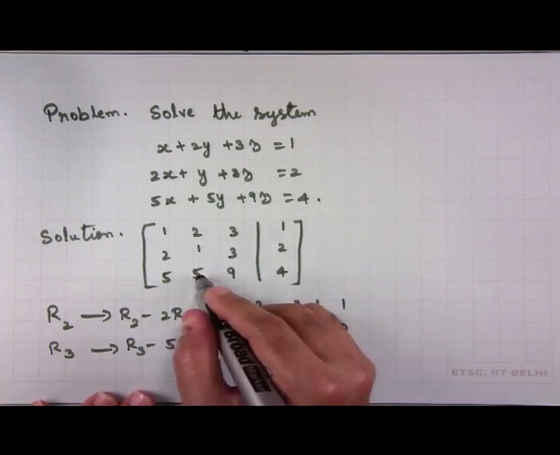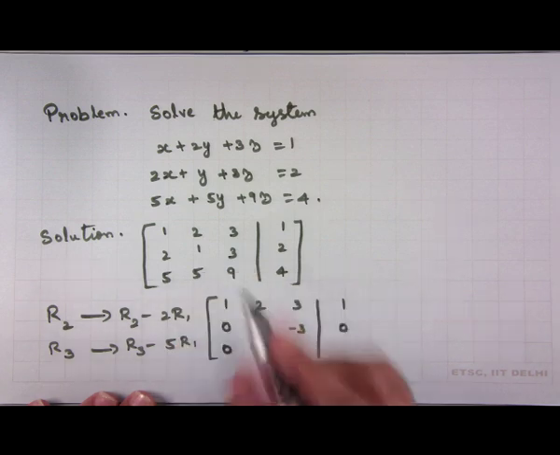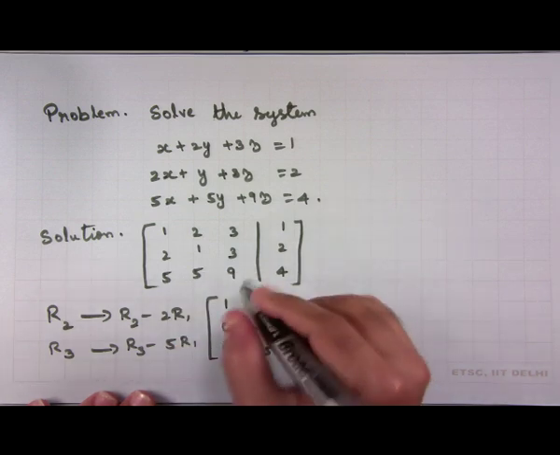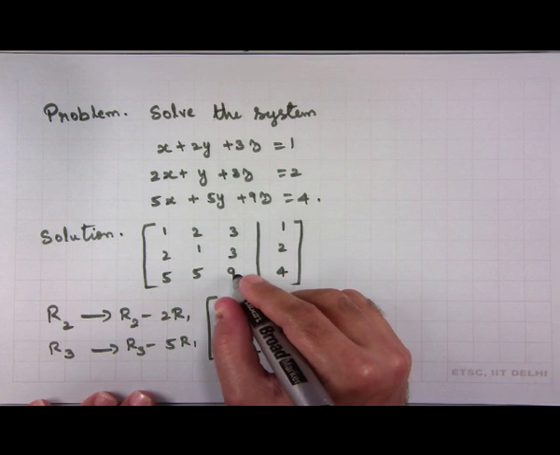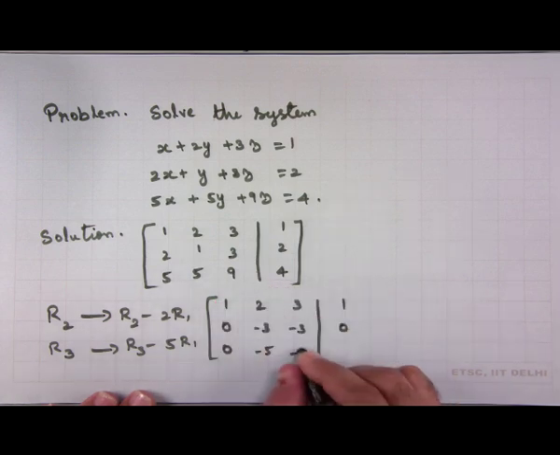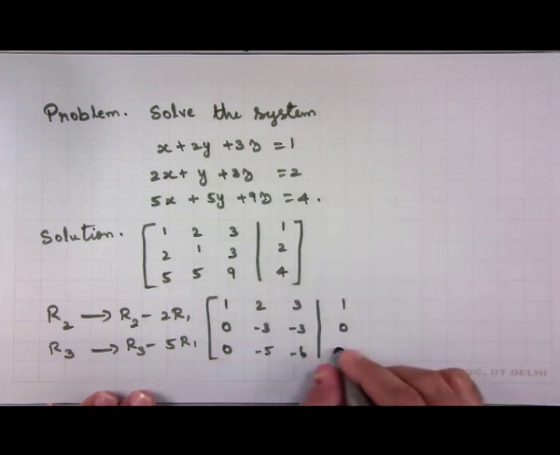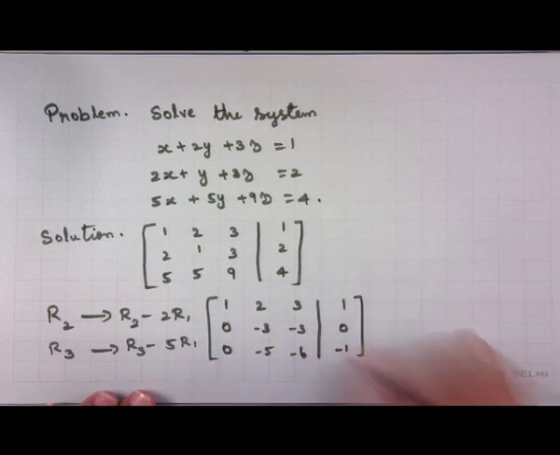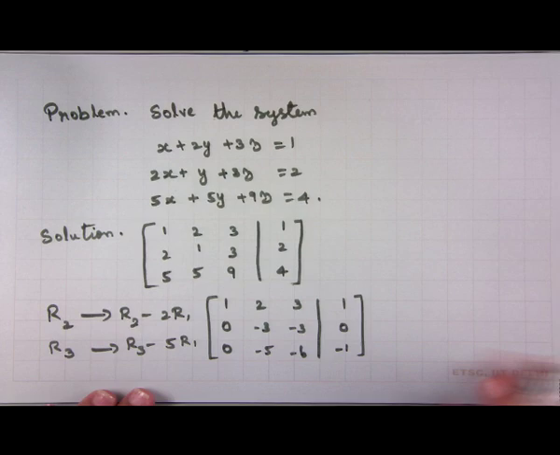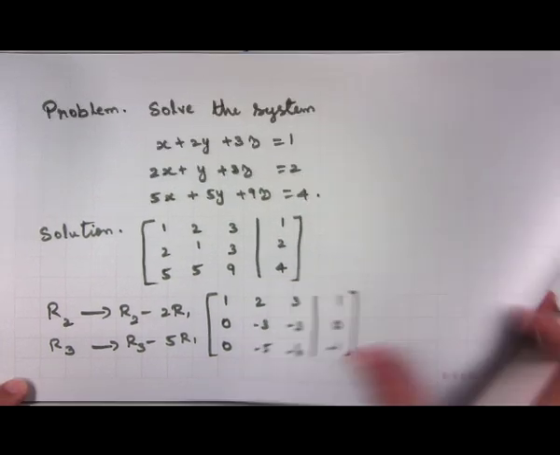Now, R 3 minus 5 times R 1, 5 minus 5 into 2, which is 5 minus 10, which will give me minus 5, 9 minus 5 into 3, which is 9 minus 15, that will give me minus 6, 4 minus 5 into 1, which will give me 4 minus 5, which is just minus 1. So, I have a minus 3, let us divide it by minus 3.